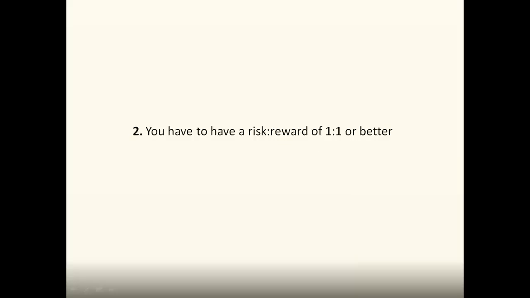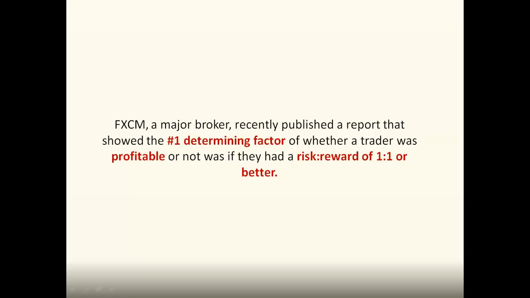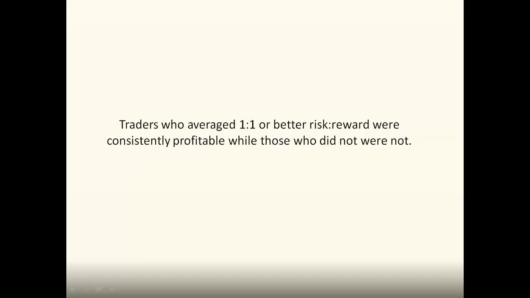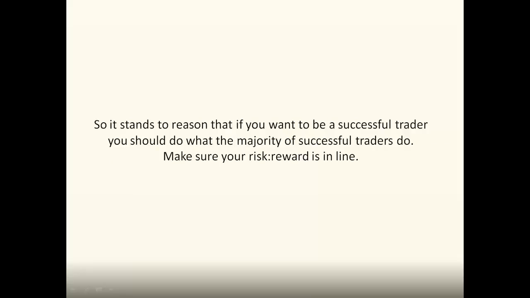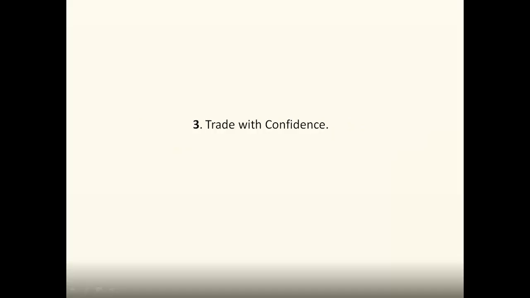Step number 2: you have to also have a risk reward of 1 to 1 or better. FXCM, a major broker, recently published a report that showed the number one determining factor of whether a trader was profitable or not was if they had a risk to reward of 1 to 1 or better. Traders who averaged 1 to 1 or better risk to reward were consistently profitable, while those who did not, did not. So it stands to reason that if you want to be a successful trader, you should do what the majority of successful traders do. Make sure your risk to reward is in line.